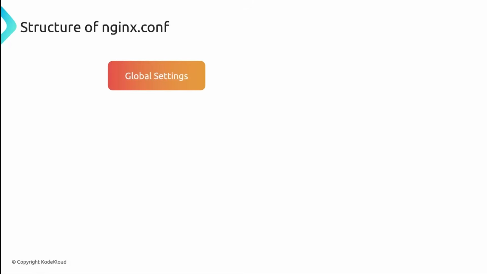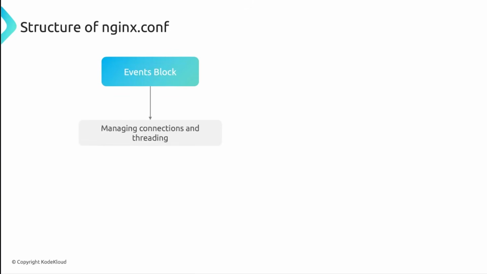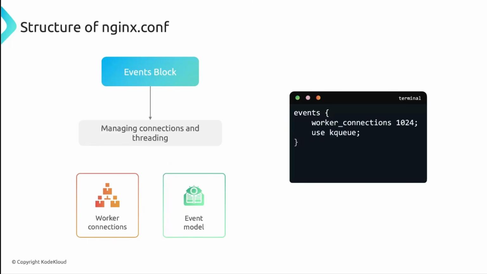We first have what's called global settings. This is where you set up configurations that affect the entire Nginx server. Things like user privileges, number of workers, rate limiting settings, etc. Compression, cache, all of that. Next is the events block. This section is all about managing connections and threading. It controls things like the worker connections and event model and even connection processing. Don't worry, we'll go over all of this later on.